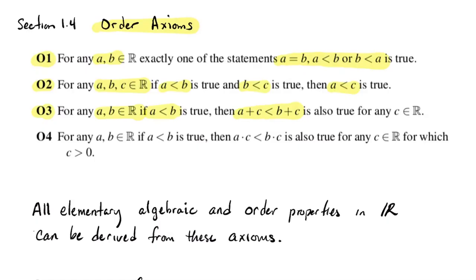Okay, that's true for any number C. And then the fourth one is kind of an analogous thing for multiplication, except the value of C has to be positive to preserve the inequality. Okay, so those are the four axioms.